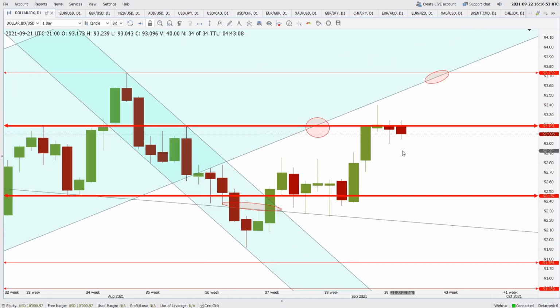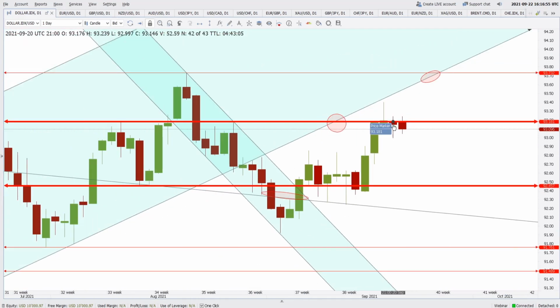Yesterday the daily candle closed at around 93.14, about 5 points below 93.18, and now we can say that the price may go back to 92.45. But yesterday's candle's low has not been broken yet, and the high of today was almost at the same level as the high of yesterday. So 93.239 was the resistance today also, but yesterday's support, that is 92.997, has not been broken yet.